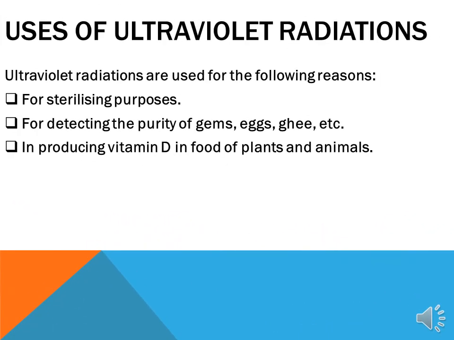Uses of ultraviolet radiations. Ultraviolet radiations are used for the following purposes: for sterilizing purposes, for detecting the purity of gems, eggs, ghee, etc., and in producing vitamin D in food of plants and animals.